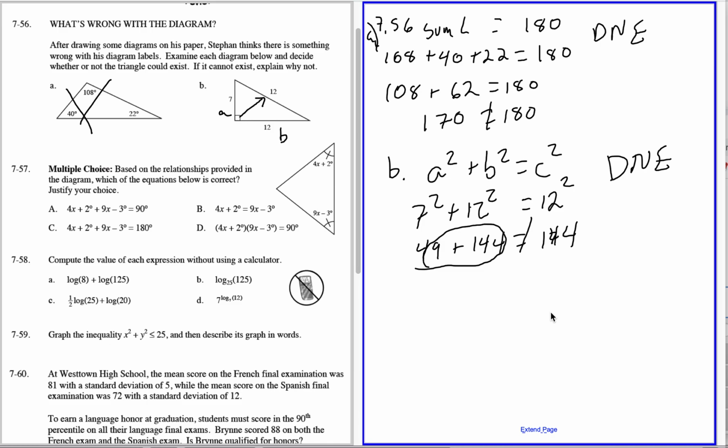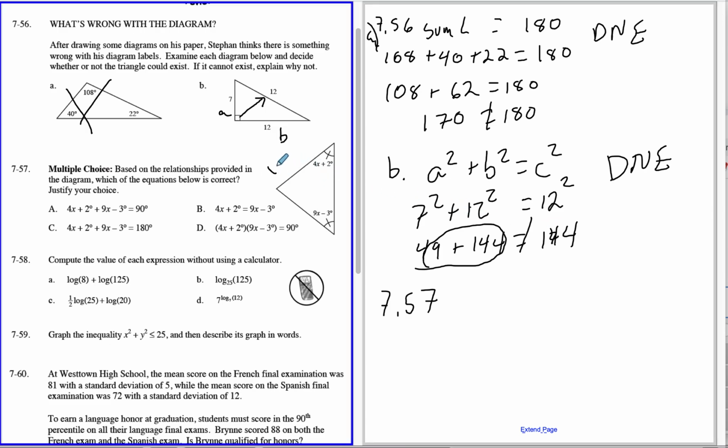Okay, let's go on to 57, multiple choice. Yay. Based on the relationship provided in the diagram, so we're looking at this cool triangle right here, which of the equations below is correct? Because we got some geometry symbols in here that we have to remember if we've forgotten them.